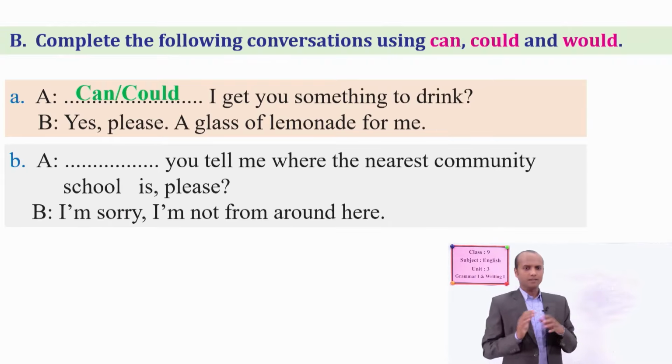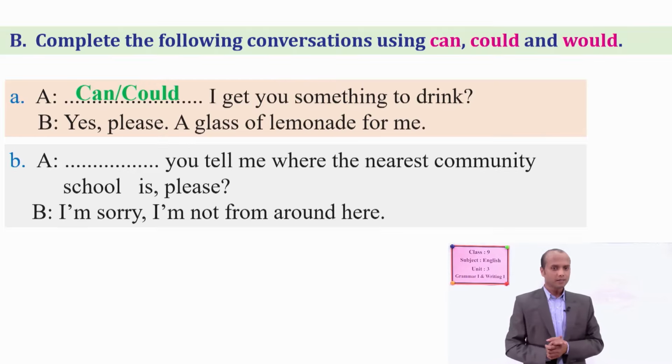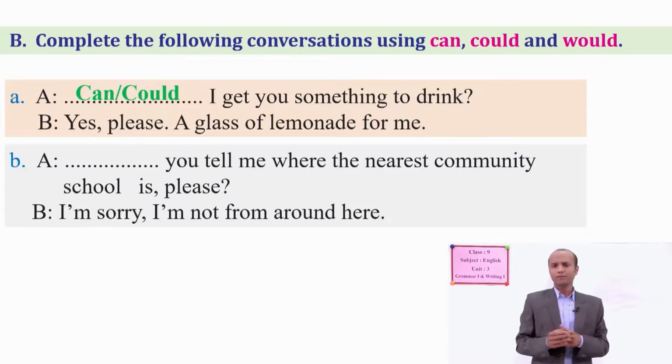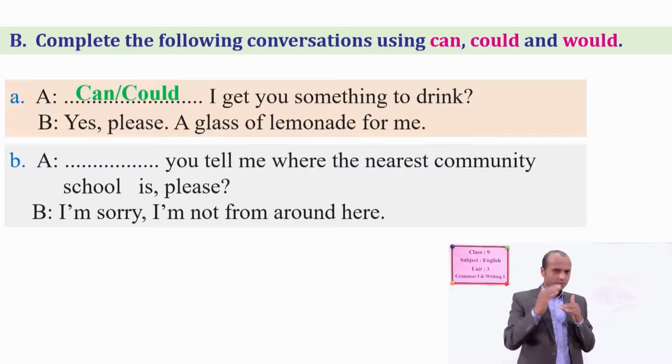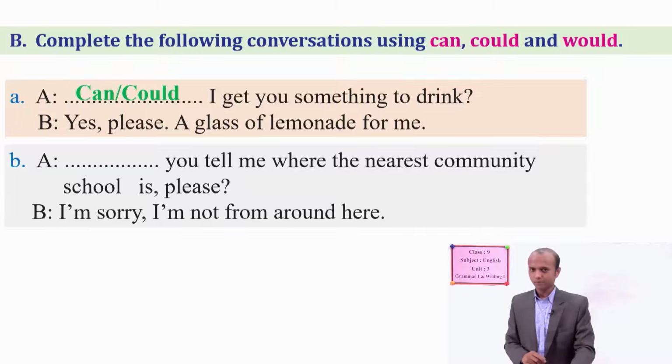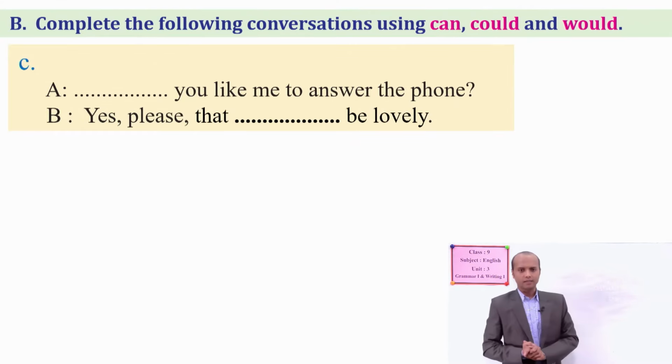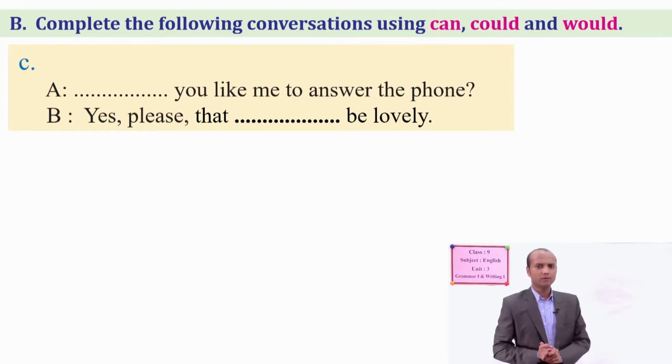Let's see B. A: You tell me where the nearest community school is, please. B: I'm sorry, I'm not from around here. So do you think these people are known to each other? Definitely not. So use could. Very good. You have to use could there. Okay, let's see the next, number C. A: You like me to answer the phone? B: Yes, please. Be lovely.